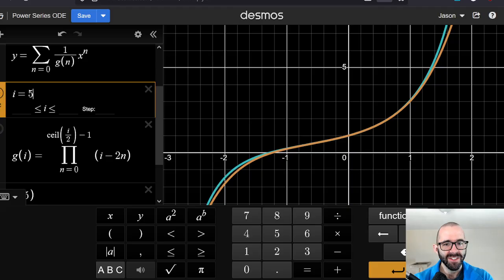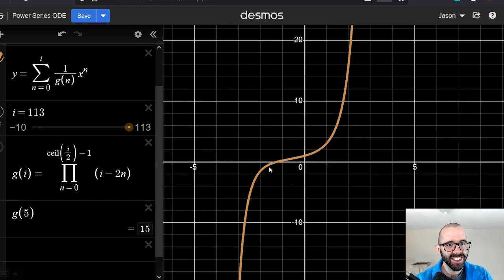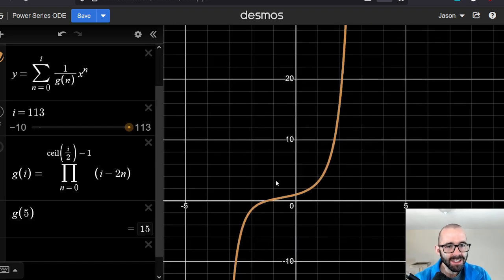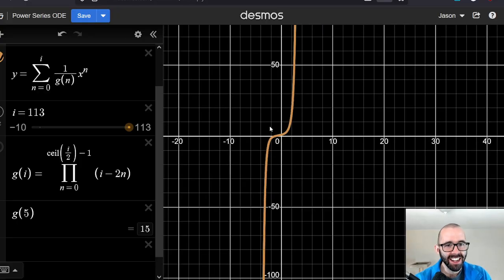The quintic approximation, 5th degree, 6th degree, 7th degree, 8th degree, 9th degree, 11th degree, 13th degree. Oh, that's 113th degree. That's a lot of terms, but that's a good approximation, right? All right, 114 terms. That's the power of Taylor series. Look at that.